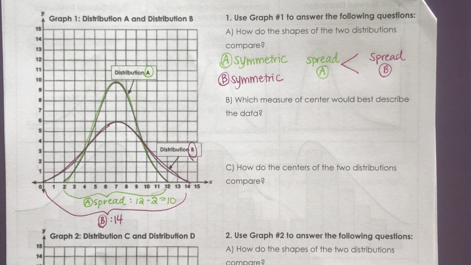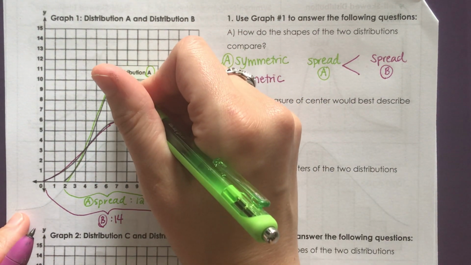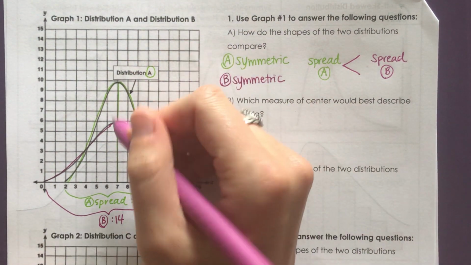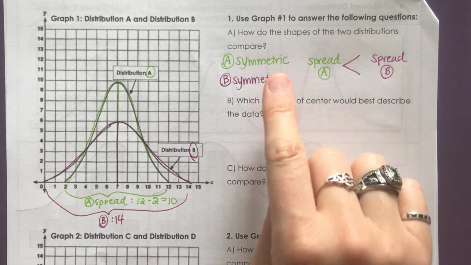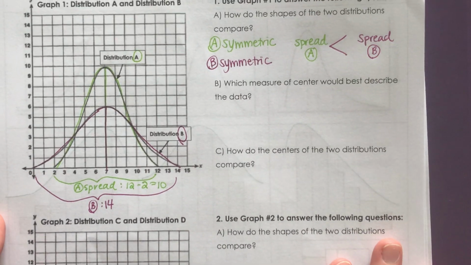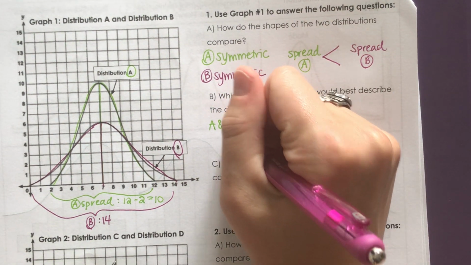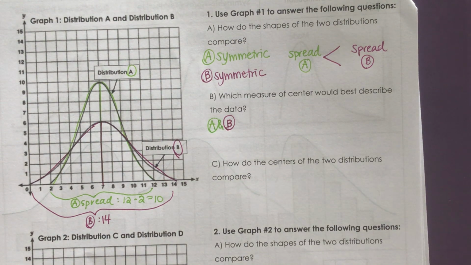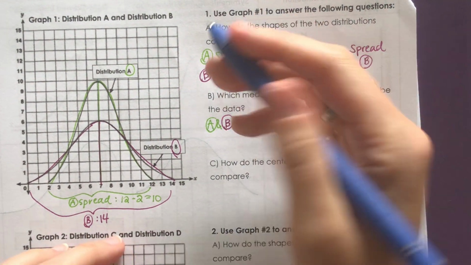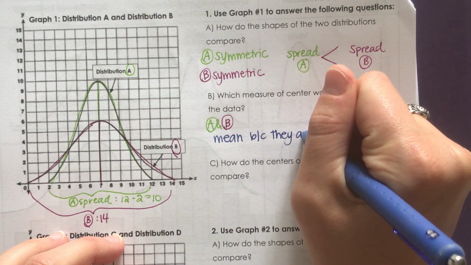Okay. Letter B. Which measure of center would best describe the data? Now, I'm measuring the center. Center is where the peak is. And these happen to be right about the same spot. Now, they are symmetric. Because they are symmetric, I am going to use the mean to describe the center. So, for both A and B, I am going to use mean, because they are symmetric.